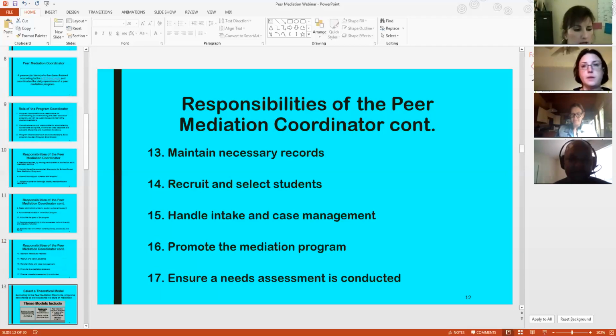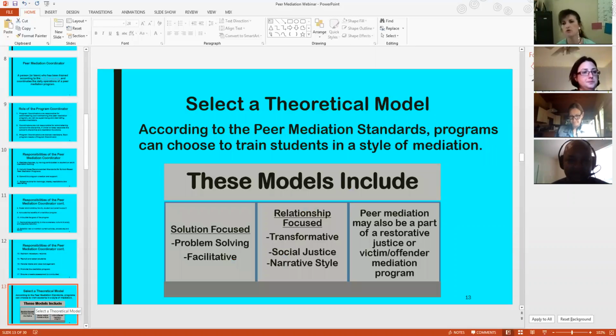Okay, so we'll move on. Every school can have a different theoretical model that they run their program under. I will say for my program, we're very solution focused. We do the problem solving model, the 5 steps: listening to the story, finding the basic needs, and brainstorming. Kristen, what about in your schools? What type of model do you use? Yes, so our coordinators are trained in facilitative, but it is problem-solving, solution-focused. Absolutely. Okay, good. But it's nuanced.